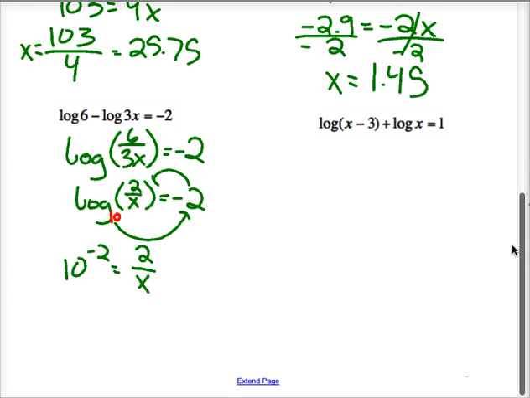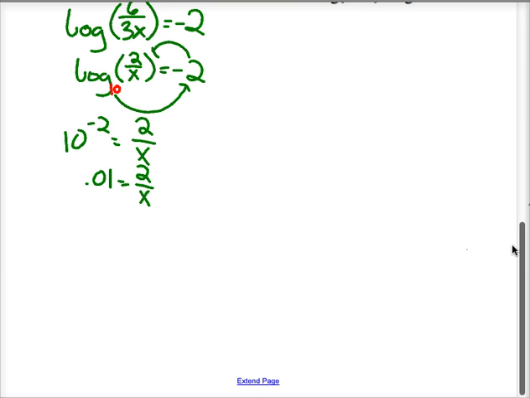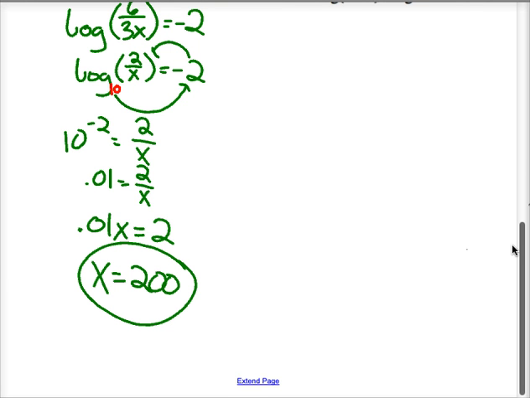Well, 10 to the negative 2 is 0.01. Now, remember when we were doing all that trig stuff, when I have that x in the denominator, you know what to do with this. I'm going to multiply the x over. I just want that x out of the denominator. We can't do anything with an x in a denominator. And now I'm going to divide by 0.01. So my x is going to be 200. So that's one of my condensing strategies.